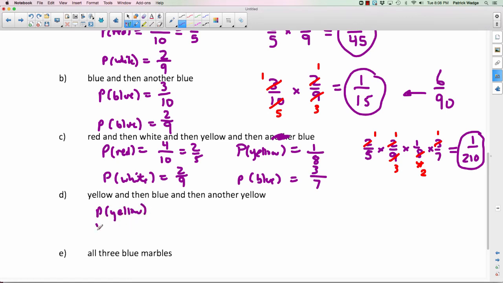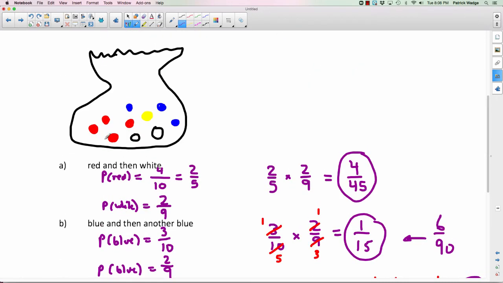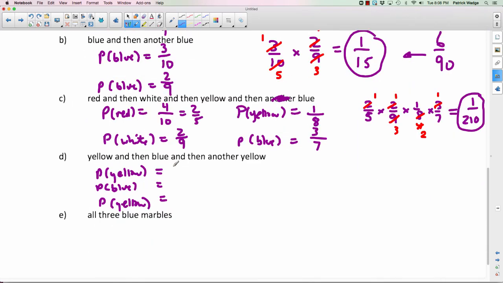We want the probability of yellow, the probability of blue, and then the probability of another yellow. Again, some of you are probably screaming, stop, stop, I know the answer. But what the heck, let's do it. Probability of yellow: how many total are there? 10. How many yellows are there? 1. So for our first one, it's 1 out of 10.